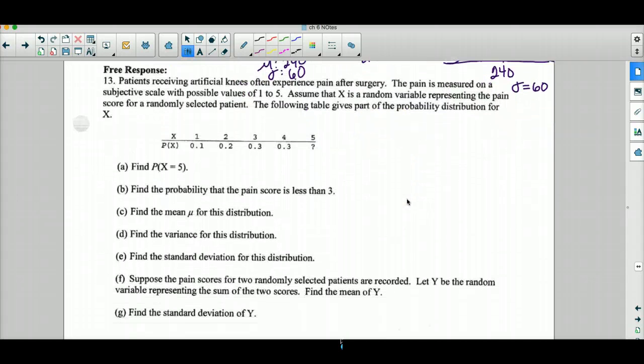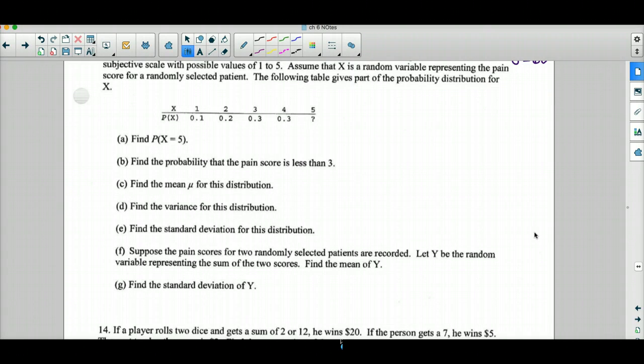All right, patients receiving artificial knees often experience pain after surgery. The pain is measured on a subjective scale with the possible values of 1 to 5. Assume that X is a random variable representing the pain score for a randomly selected patient. The following table gives part of the probability distribution. Find the probability that X equals 5. Well, what do we know about all of these? They have to equal what? 1. So we know these have to equal 1, so you're going to solve for the missing term.